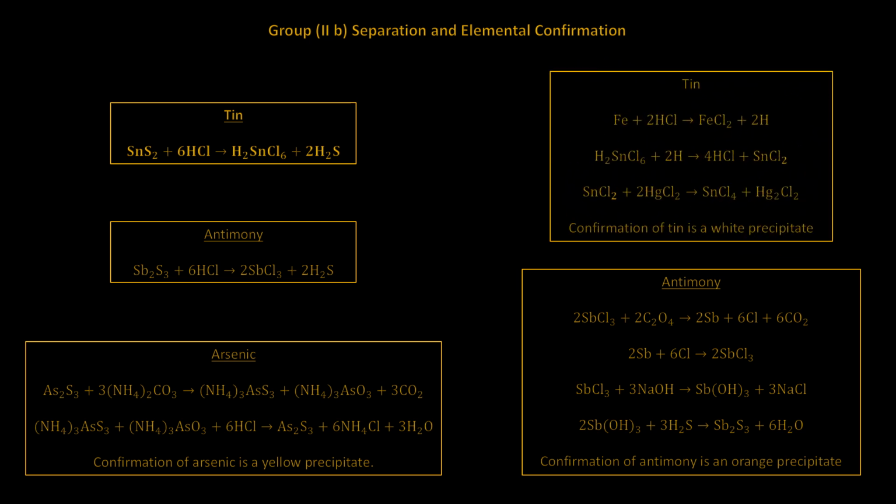For tin, the other subsample will still be acidic. Adding a piece of iron wire and removing after 5 minutes, then adding a couple of drops of mercury dichloride will form a white precipitate. This confirms the tin.